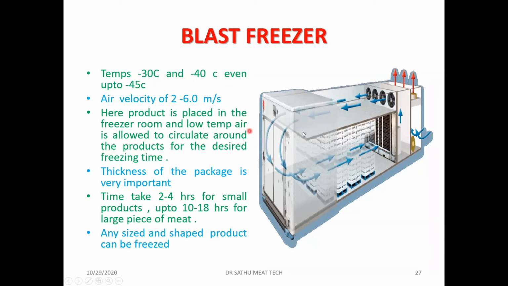The air velocity is 2 to 6 meters per second. Such high speed will be blowing the cold air inside this chamber. This is the chamber where the crates are kept and the cold air is blown. Here the product is placed in the freezer room and low temperature air is allowed to circulate around the product for the desired freezing time, and the product will get frozen.